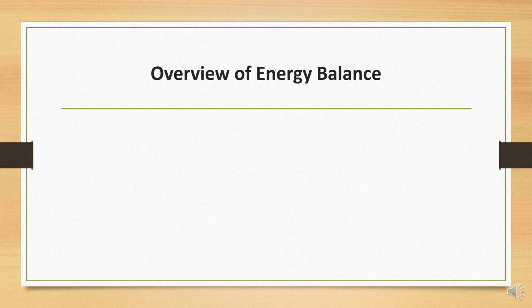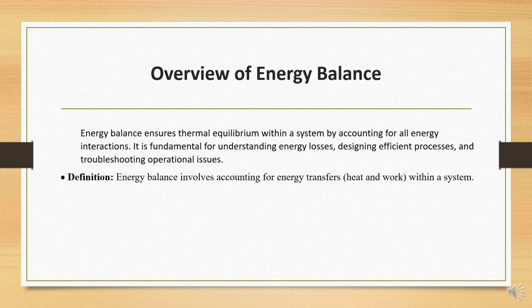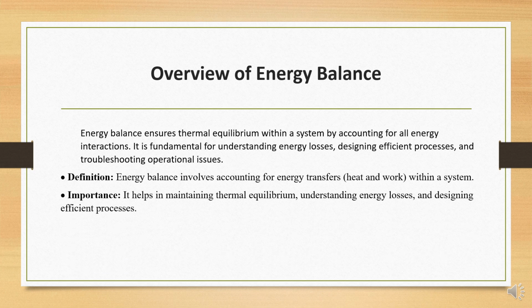Overview of energy balance. Energy balance ensures thermal equilibrium within a system by accounting for all energy interactions. It is fundamental for understanding energy losses, designing efficient processes, and troubleshooting operational issues. Definition. Energy balance involves accounting for energy transfers, thus heat and work within a system. Its importance. It helps in maintaining thermal equilibrium, understanding energy losses, and designing efficient processes.